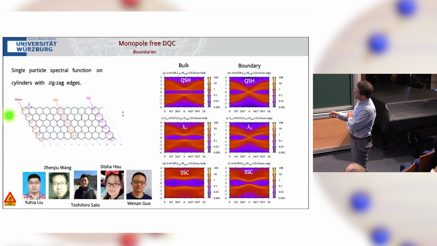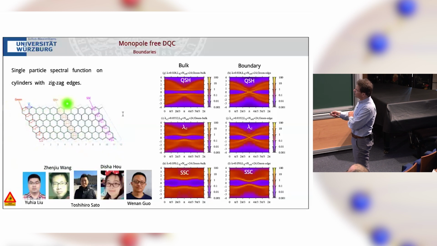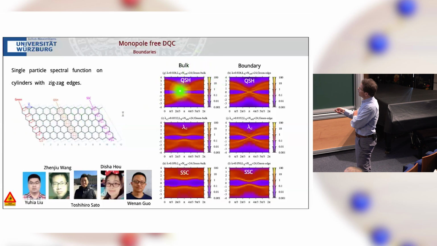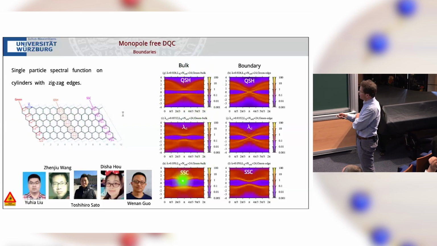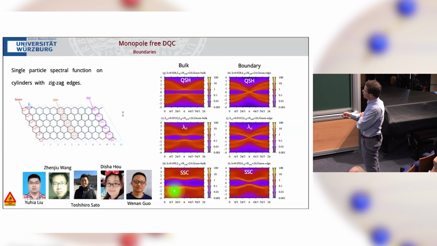And to see this, we placed our system on a cylinder, right? And look at the zigzag edges of the cylinder. This is just the single particle spectral function in the bulk, so we have just one momentum, which is now well defined. And we can do that in the bulk, or we can do that on the edges. And you see that in the quantum spin Hall, at the critical point, that's the DQCP, and in the superconducting phase, in the bulk, we have a gap.